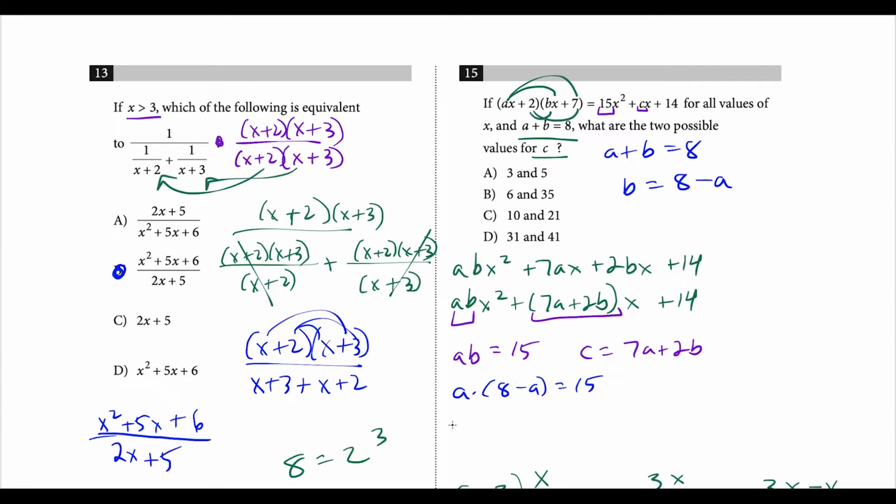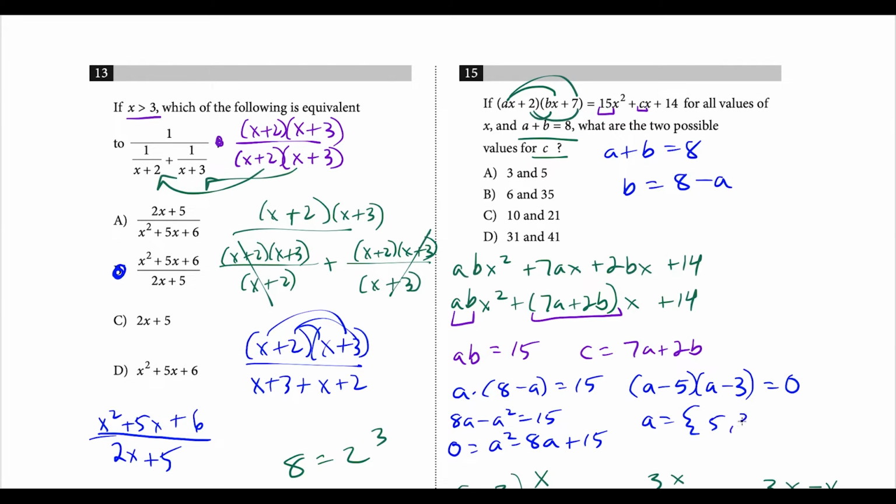And now if we distribute, we'll have 8a minus a squared equals 15. And if you move everything to one side, you have 0 equals a squared minus 8a and then plus 15. So now we do the algebra. This is going to give us a minus 5 times a minus 3 is equal to 0, which tells us a is equal to 5 or 3. So now we just plug into this and look at the cases. So we'll do that over here.